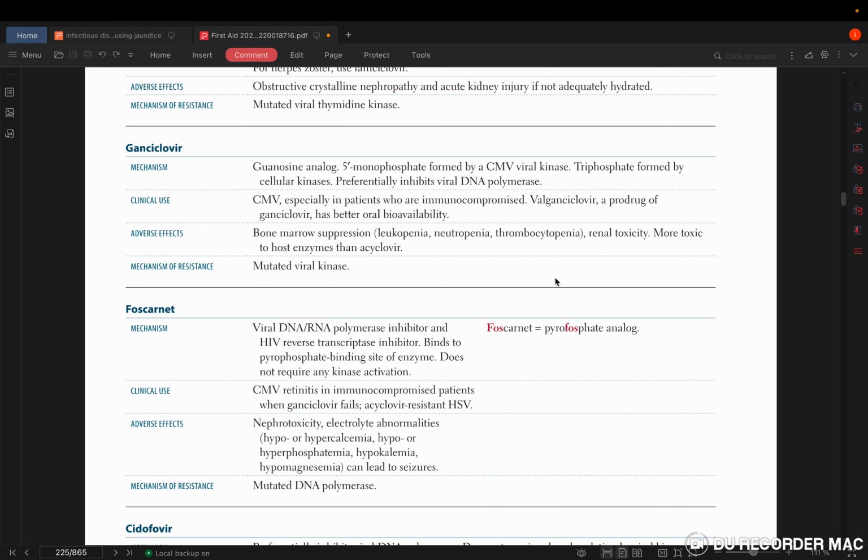Okay, done. So let's speak about the clinical use. CMV, especially in patients who are immunocompromised. Oh yeah, the CMV is mostly in which patient, guys? Where did we speak about CMV? It's highly specific for this category of patient. Yes, absolutely. The HIV and the transplant patient, absolutely.